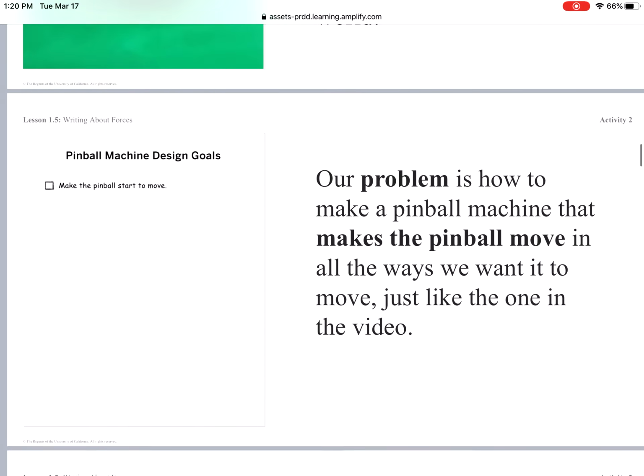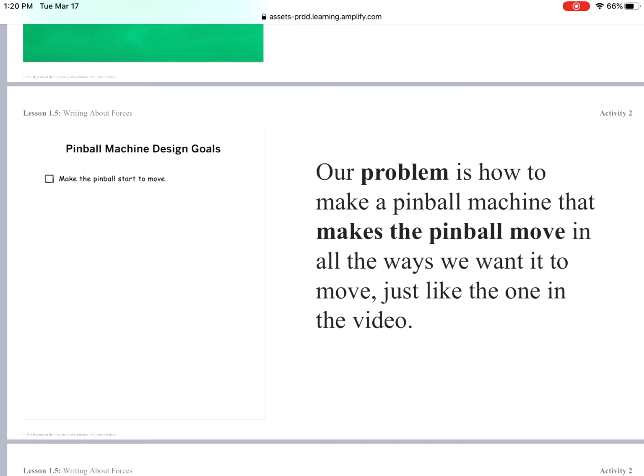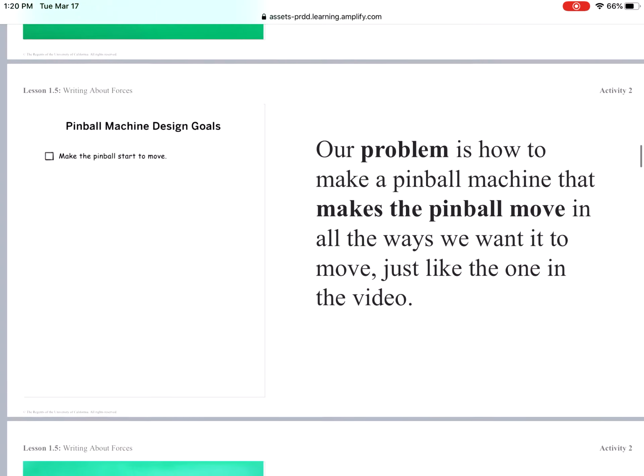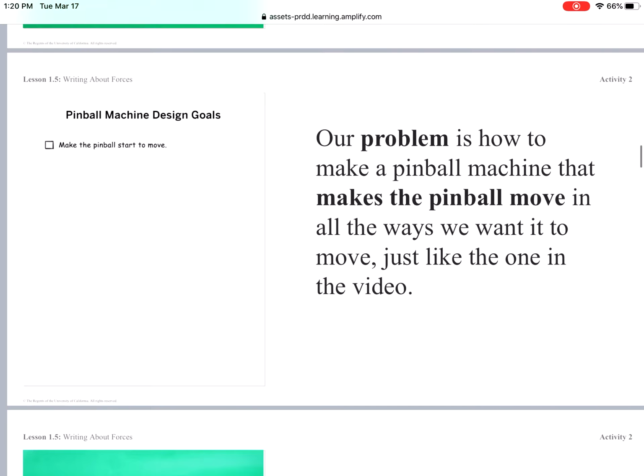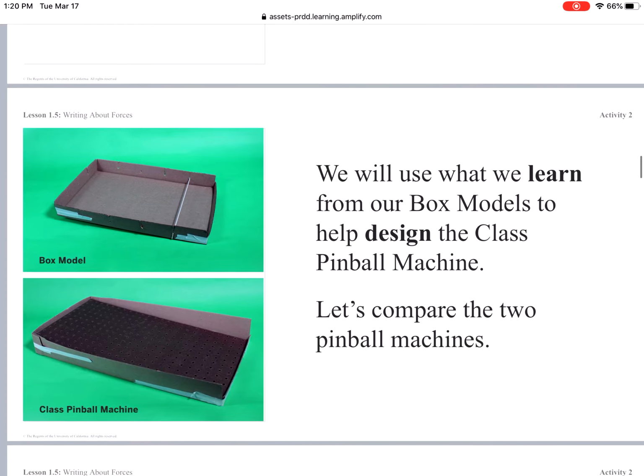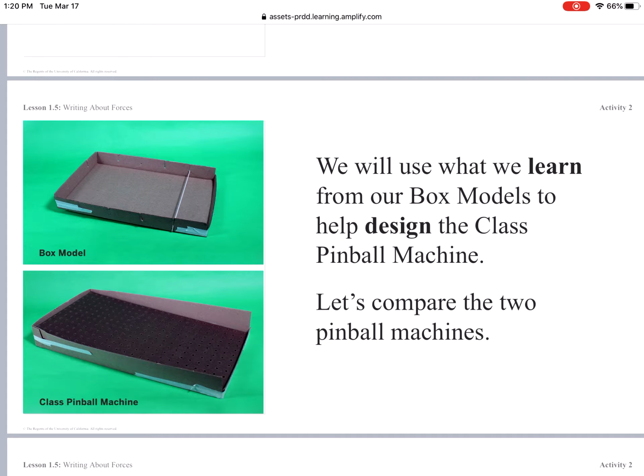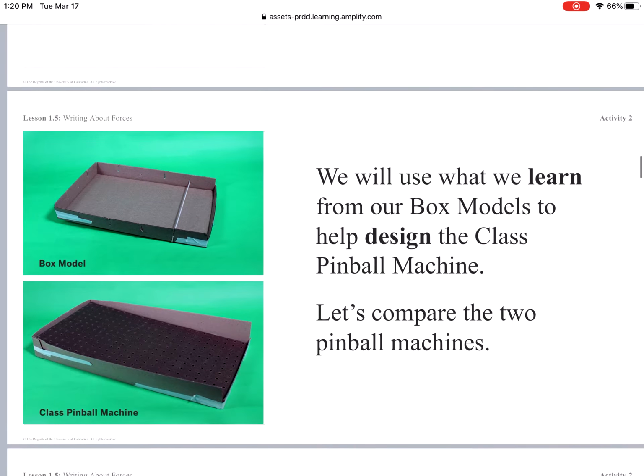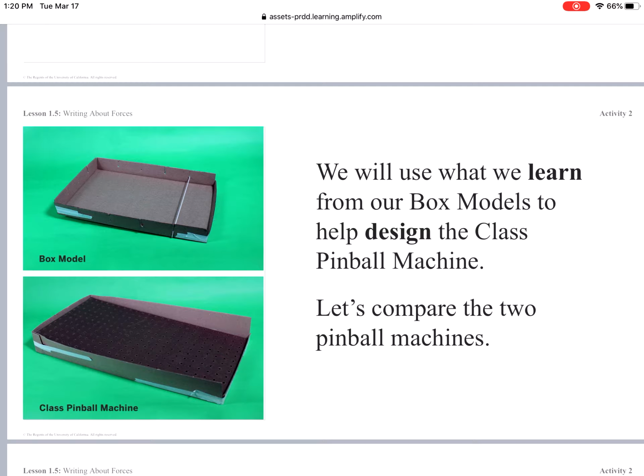Our problem is how to make the pinball machine that makes the pinball move in all the ways we want it to move, just like the one in the video. So that's our first goal. We have to make the pinball start to move. We will use what we learned from our box model to help design the class pinball machine. We're not doing it in class, but if you're doing this at home, you can do this. I gave you a worksheet, a class activity where you just had to draw this, and then you will tell me where exactly you move the ball using the orange arrow and the orange latch, okay?